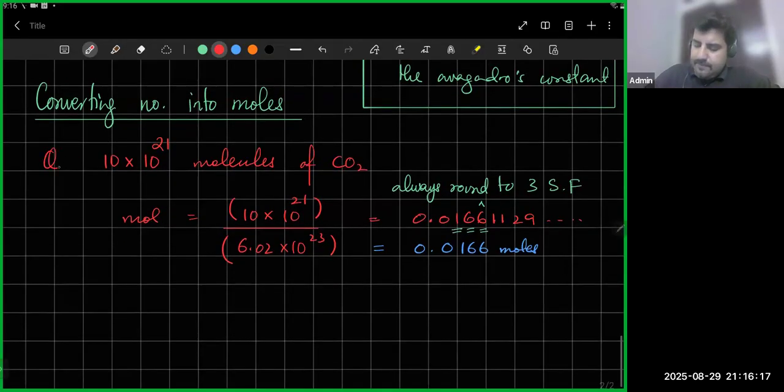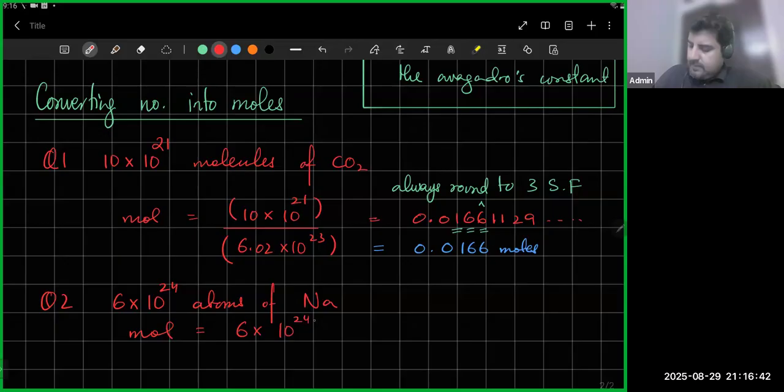Let's do another question. Question number 2. What if I have 6 times 10 power 24 atoms of sodium? So how many moles is that? To convert to moles, I'm going to take 6 times 10 power 24 and divide that by what a mole is, which is 6.02 times 10 power 23. So what do we get? How many moles do we get?